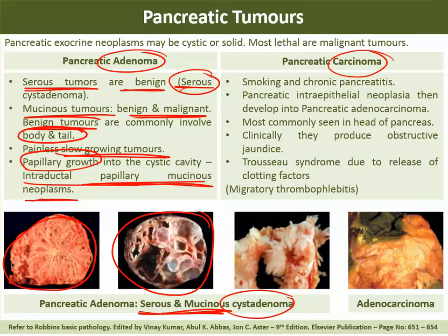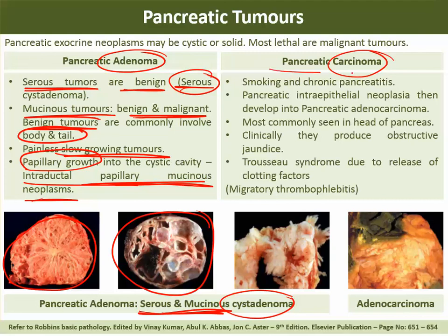Once again, I will summarize this. See, benign tumors are called adenomas. Here there are two types: serous cystadenoma and mucinous cystadenoma. Serous cystadenoma is always benign, but a mucinous tumor can be benign or malignant. If the tumor has some finger-like growth, that is called papillary adenoma, papillary neoplasm.